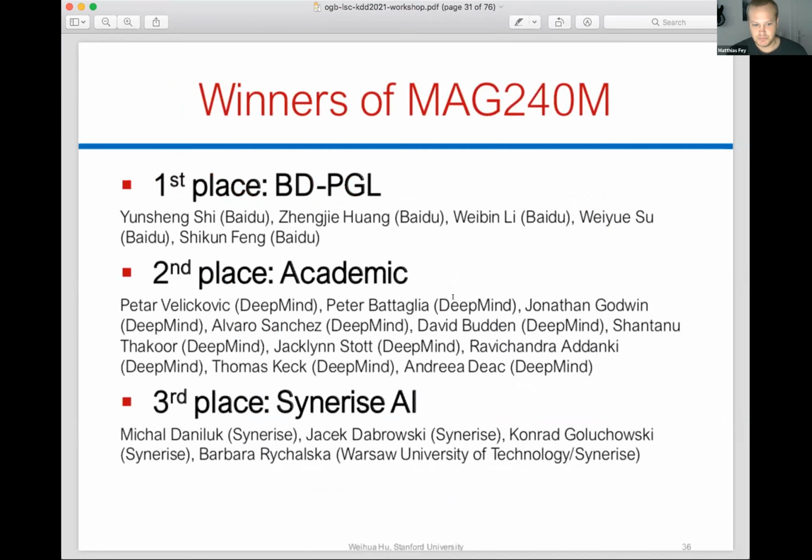But in fact, this performance was heavily increased by the winning solutions. And the winners of our competition on the node level track are the BD-PGL team from Baidu, the academic team from DeepMind, and in third place, we have the Synerise AI team from Synerise and Warsaw University.